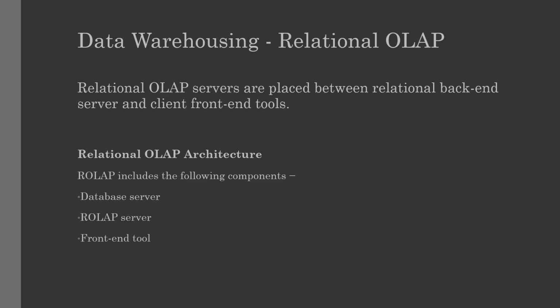So the architecture of relational OLAP includes 3 major components. One is a database server, second one is a ROLAP server, and the last one is a front-end tool. The front-end tool is used by the users for analyzing and visualizing the data. The database servers are used for storing the data and ROLAP servers are used for processing the data.